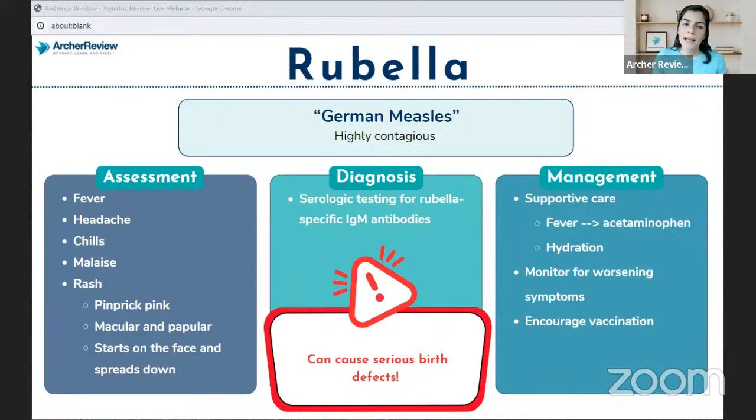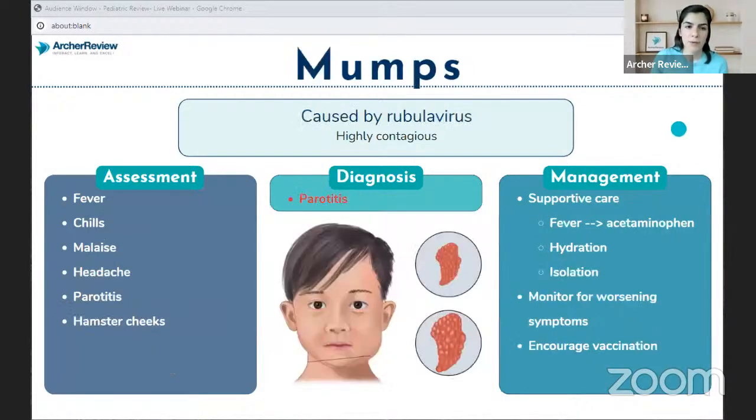With rubella, again, what I want to highlight here is that this is not dangerous for the patient. It's not dangerous for the adult, but this is dangerous to the unborn child. So if you're suspecting rubella, it's highly contagious. You do want to get that serological testing done and confirm it on the IgM antibody test so that you can prevent any serious birth defects to that unborn child if in the community, right? So that's going to be really important. And again, same management. So hydration, Tylenol for symptom control, and encouraging the vaccination is going to be really important.